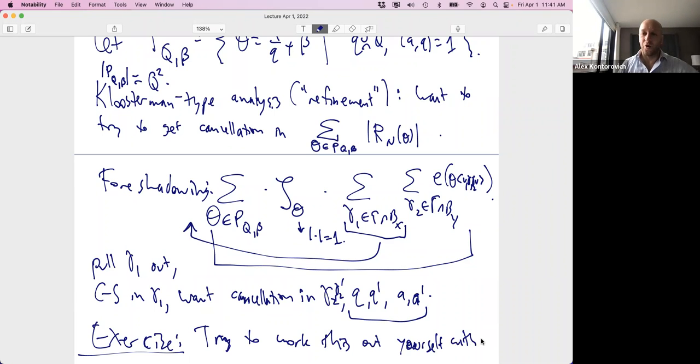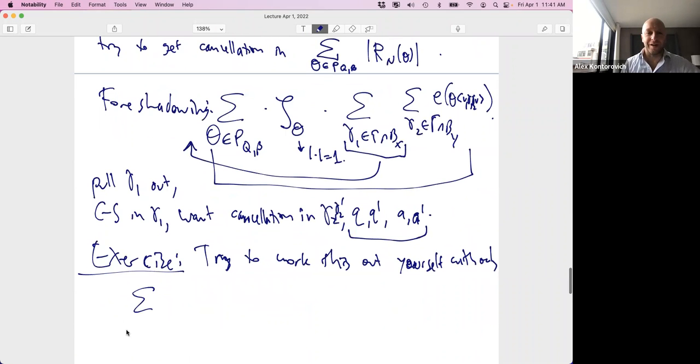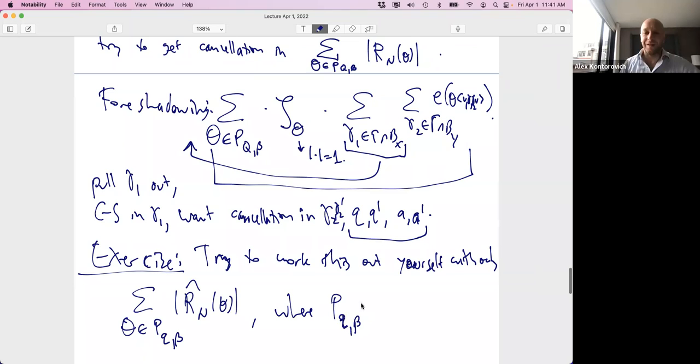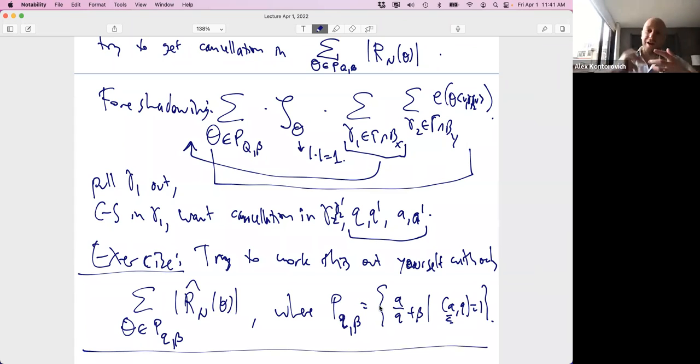with only the first Kloosterman refinement, which would be a sum over theta in PQ of Rn hat theta, where P little q beta is the set of all A over Q plus beta, where A and Q are co-prime. So if we want to get extra cancellation just with Q and beta fixed, it turns out that you don't get enough savings out of that. At least not as far as we could see. There was no way to get extra.